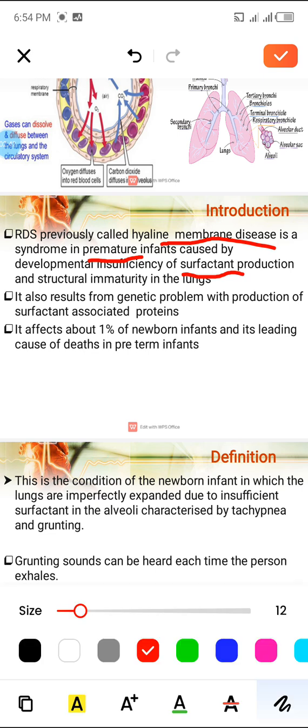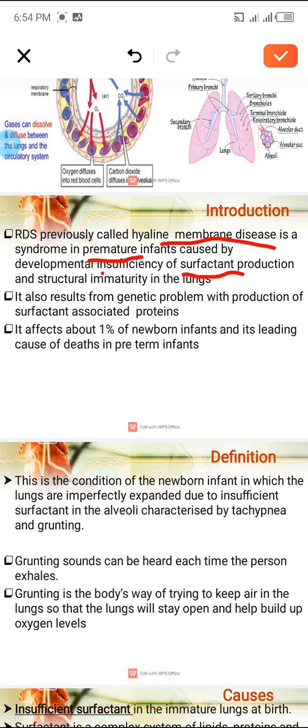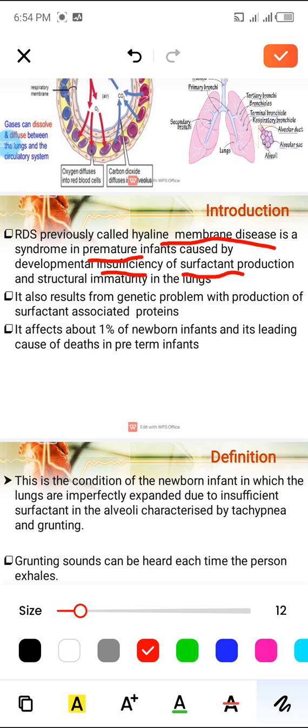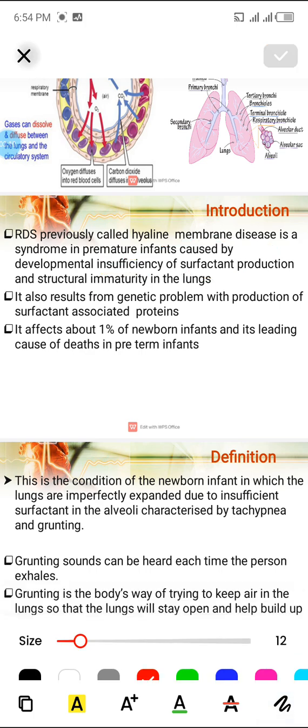So there's a chemical which is produced in the lungs that we call surfactant. When it's insufficient or reduced in the lungs, that's when an infant will develop this condition, RDS. So mostly when you're dealing with RDS, just remember surfactant, and that's what this is based on. Okay, then let's look at the definition.